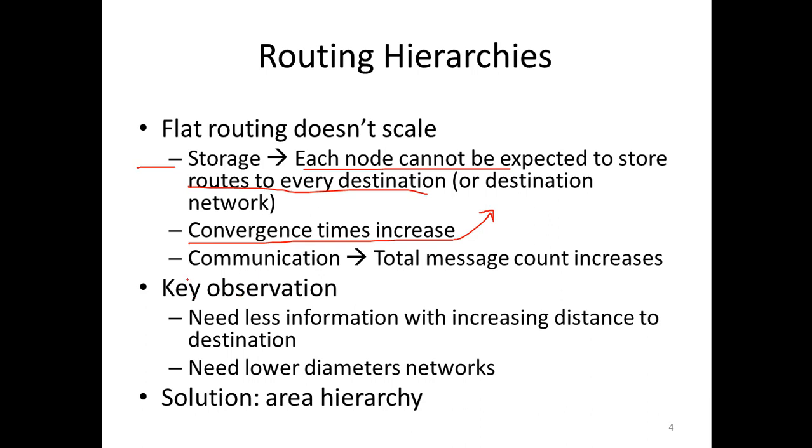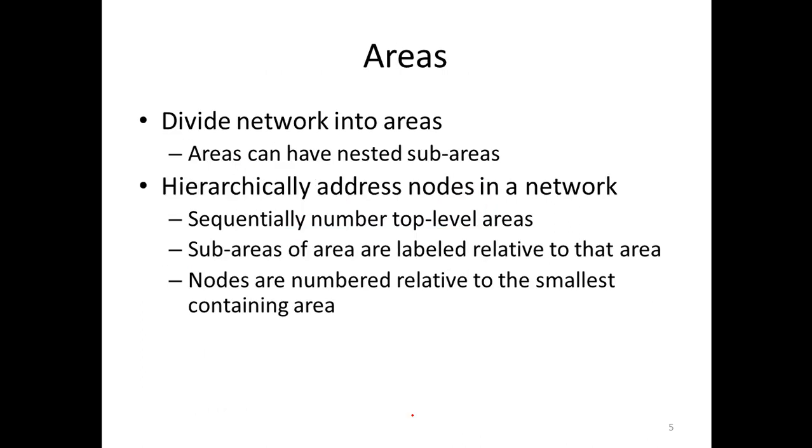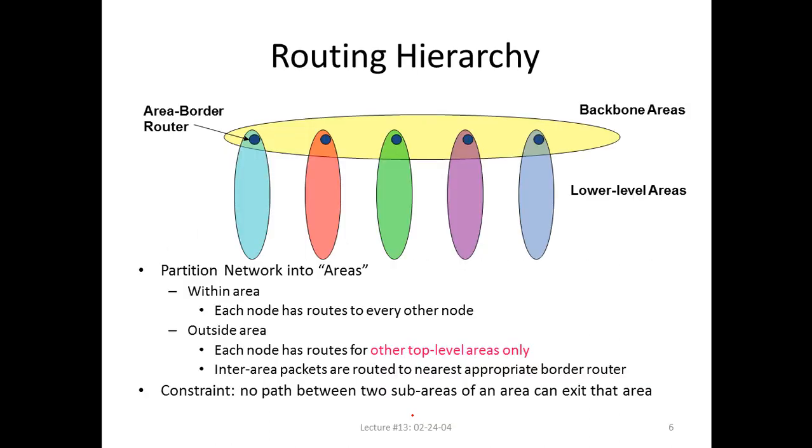Similarly, the total message count increases as we are talking about communication. So there should be a solution, and that solution is known as area hierarchy, and that is why we divide a big network into ASes and further into areas. Areas are something that you divide within your AS, and the more you divide it, the better it can be handled. The routers connecting your areas to other areas are known as area border routers, and all these area routers are connected with the backbone area, or the backbone router.